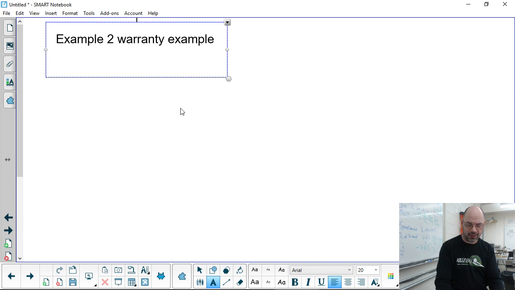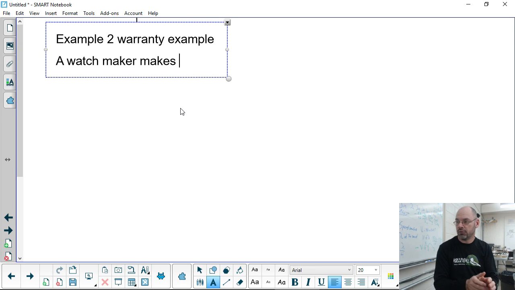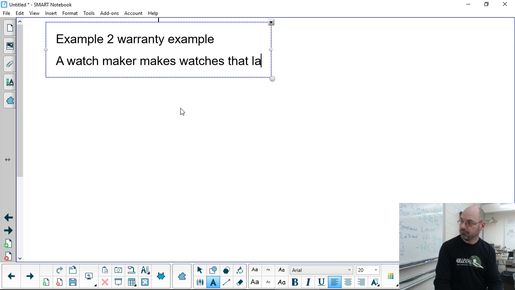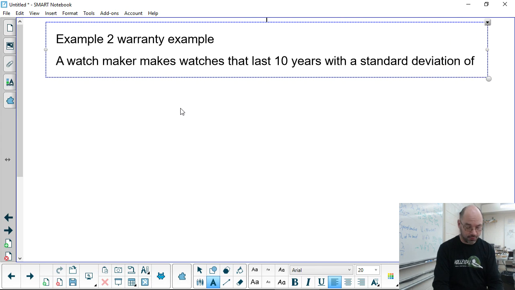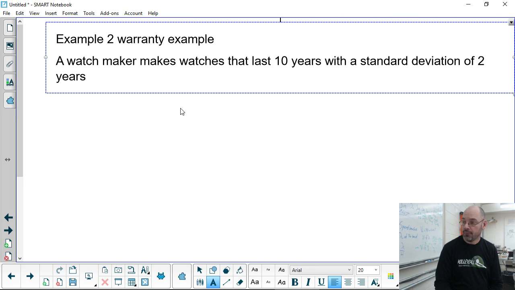Okay, so let's say a watchmaker makes, let's say, watches that last 5 years, or let's go more than that. Let's go 10 years with a standard deviation of 2 years. That's your setup of your equation there.